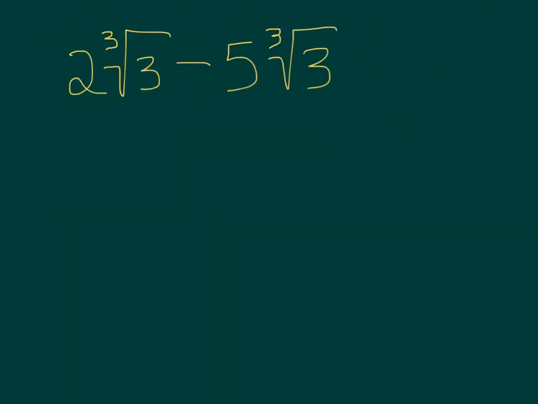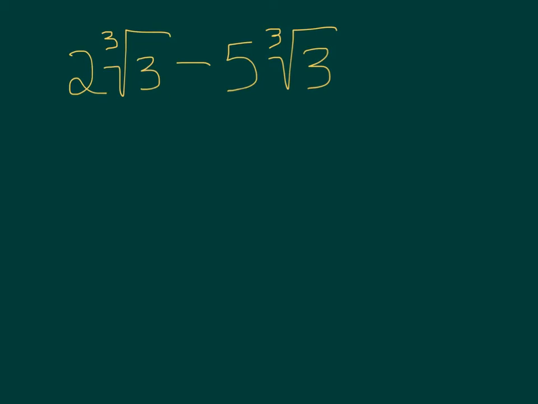For our first example, I want to look at a pretty simple one. Remember, we got to check that we can actually subtract these two. So I've got 2 cube root 3 minus 5 cube root 3. So the first thing we need to check is that we have the same index. So this has an index of 3, and this also has an index of 3. So since they both have an index of 3, it's the same index. We're good there. Now let's check our radicand. This has a radicand of 3, and this also has a radicand of 3. We have the same radicand.